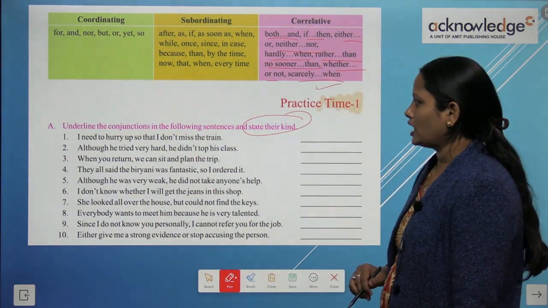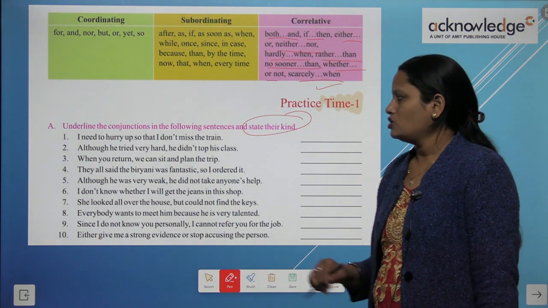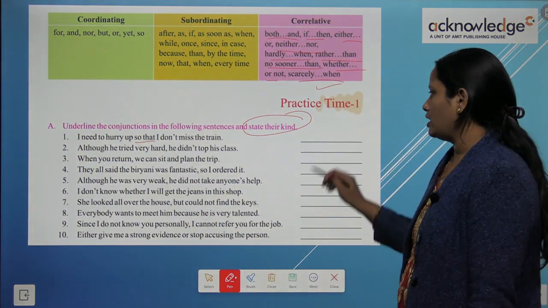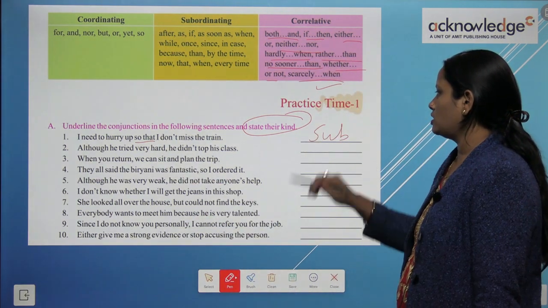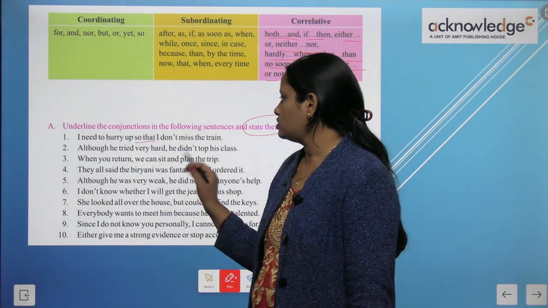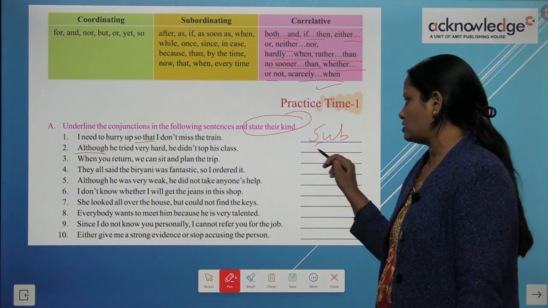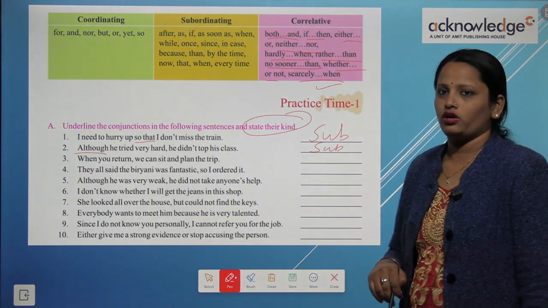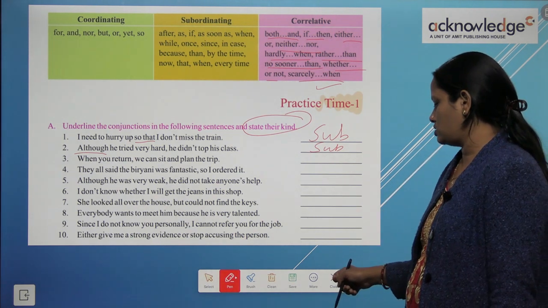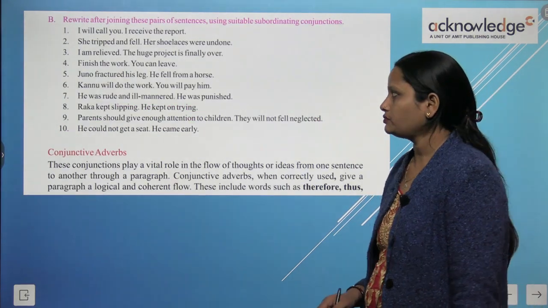So the first one is: I need to hurry up so that I don't miss the train. Now here we have used the word "so that". This is a conjunction, and this is a subordinating conjunction. Although he tried very hard, he didn't top his class. So here we have to underline "although", and it is also a subordinating conjunction. So like this, children, you have to find out the conjunctions and also state their kinds here.